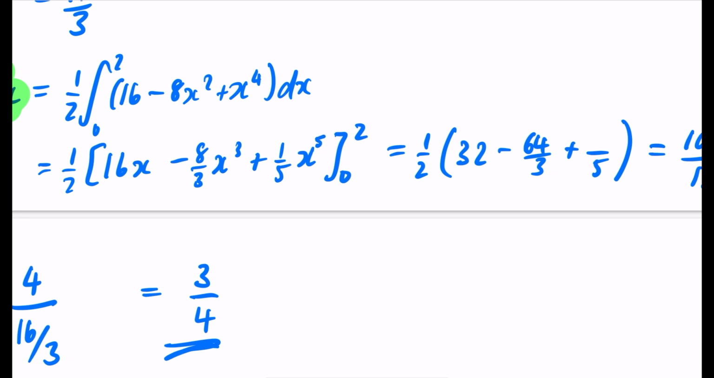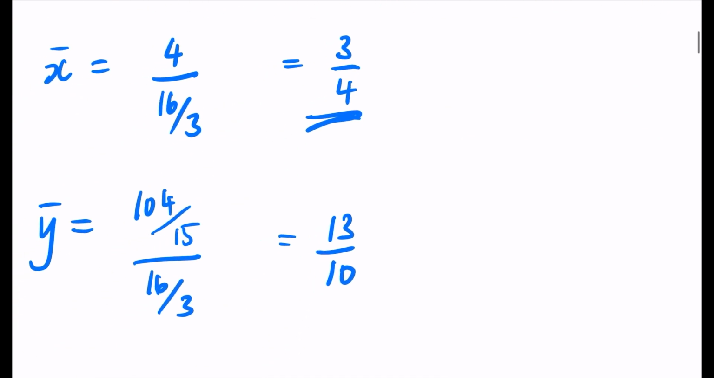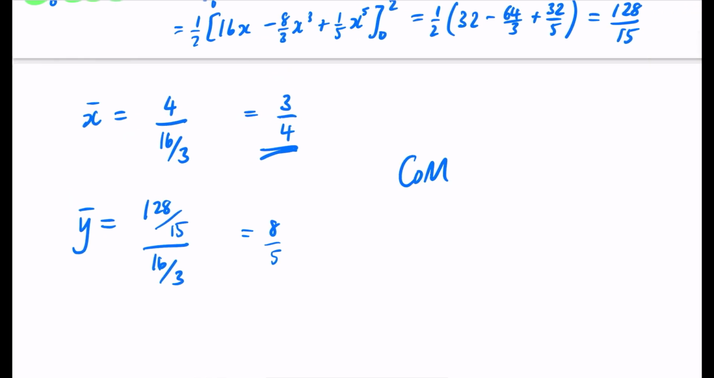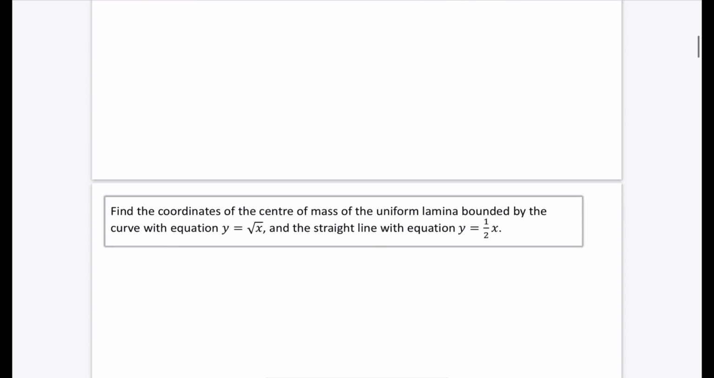So that should have been to the power of 5, which means this should have been 32 over 5. So 32 minus 64 over 3 plus 32 over 5 is 256 over 15 divided by 2. It should have been 128 over 15. My apologies. So this is 128 over 15, which changes my final answer to 8 over 5. So our coordinates of the centre of mass are 3/4 and 8/5.